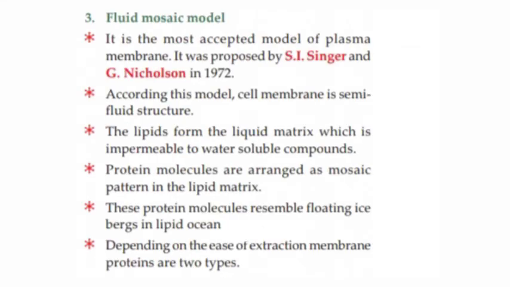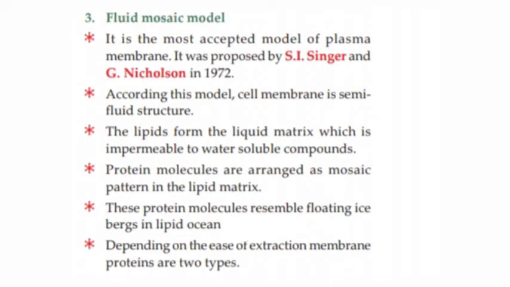Fluid mosaic model. It is the most accepted model of plasma membrane. It was proposed by S.J. Singer and G. Nicholson in the year 1972. According to this model, the cell membrane is semi-fluid in nature. The lipids form the liquid matrix which is impermeable to water, and those are water soluble compounds. Protein molecules are arranged in a mosaic pattern in the lipid matrix. These protein molecules resemble floating icebergs in a lipid ocean.